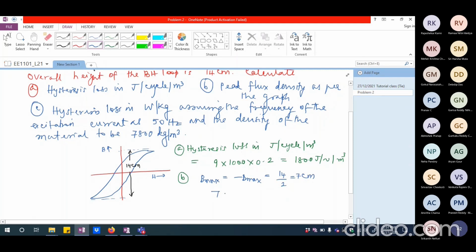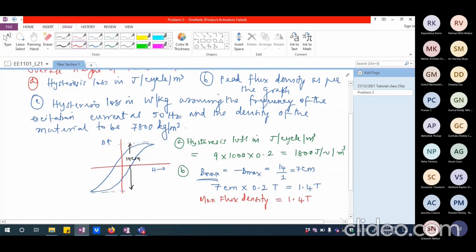If I use the scale, 7 centimeter multiplied by 0.2 Tesla is essentially 1.4 Tesla. So we are going to have either B max or minus B max. Minus B max will be minus 1.4 Tesla and B max is just 1.4 Tesla. So the maximum flux density from the graph should be 1.4 Tesla in either direction.